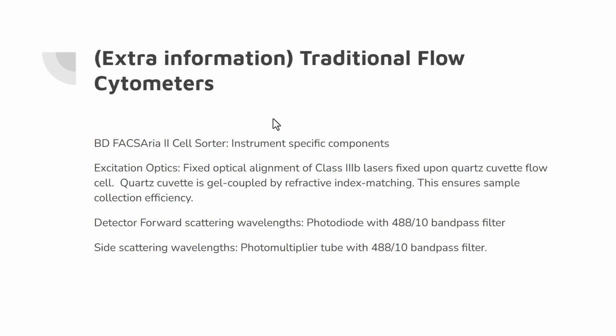So the two different kinds of detectors are a little bit unique. There's a forward scattering detector, which is composed of a photodiode with a 488/10 bandpass filter, and then a side scattering detector, which is actually a photomultiplier tube with a 488/10 bandpass filter.